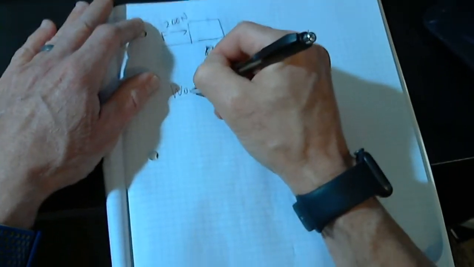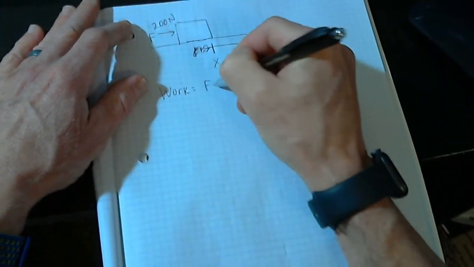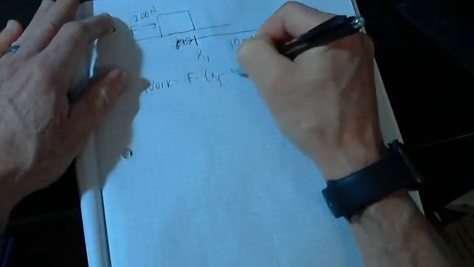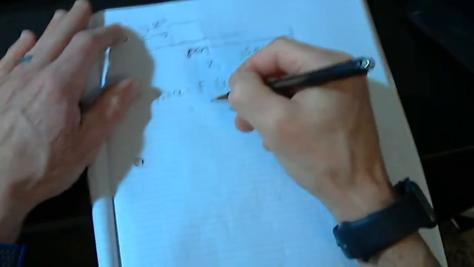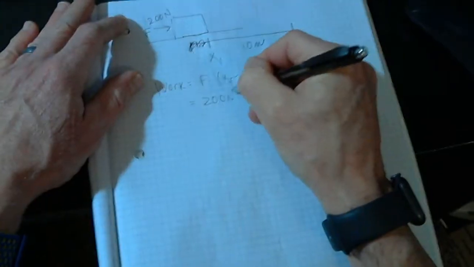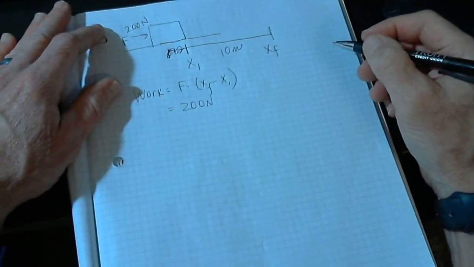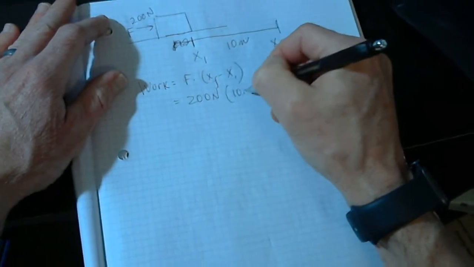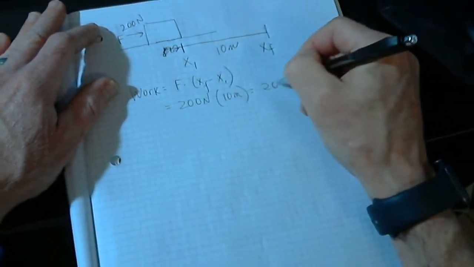So the work is force, again, times the displacement. 200 newtons times 10 meters, that's going to be 2,000 joules.